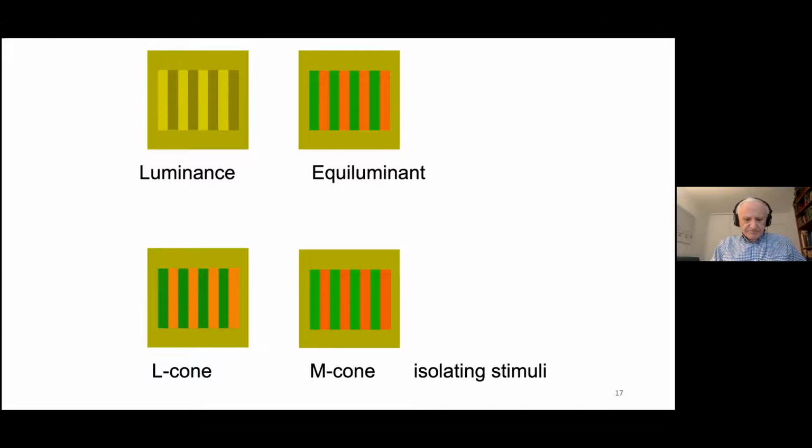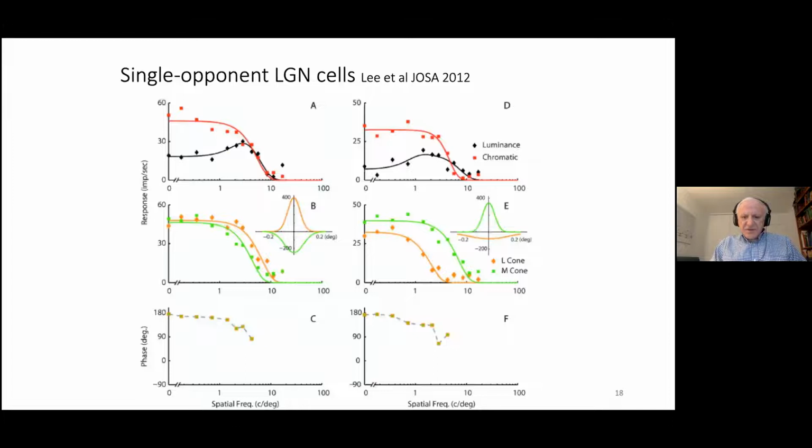This is work we published in a paper with Barry Lee. This is work that Mike Hawken and I did together. And this shows two different cells. The luminance responses are indicated with the black. So these are the responses to luminance gratings. The red is the response to isoluminant color gratings, red-green color gratings. And then the orange, the yellowish, brownish, and the green are the L cone and M cone isolating responses. So this is the response to L, and this is the response to M.